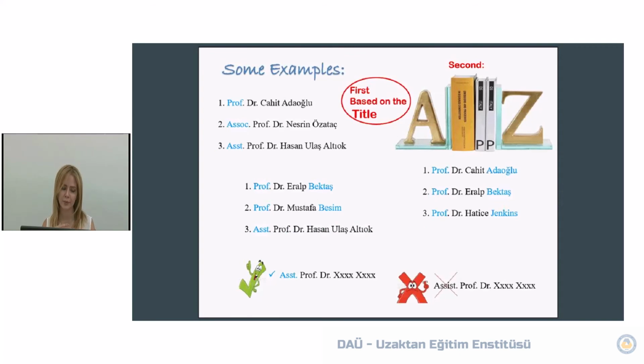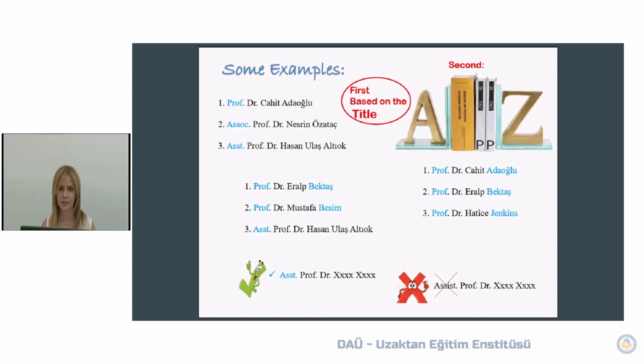Whenever we are going to sort them out, we sort them based on the title. It means that at first Professor Doctor, following that Associate Professor Doctor, and after that Assistant Professor Doctor. So it doesn't matter for us which one is our supervisor. We sort them based on the title at first. But in case we have the same title, for example, 2 Professor Doctors or 2 Associate Professor Doctors, or let's say 3 Assistant Professor Doctors, what should we do?